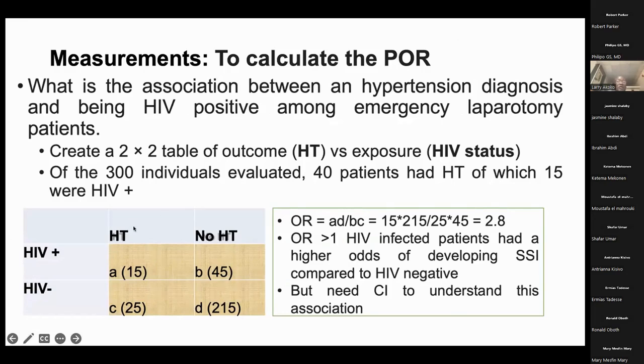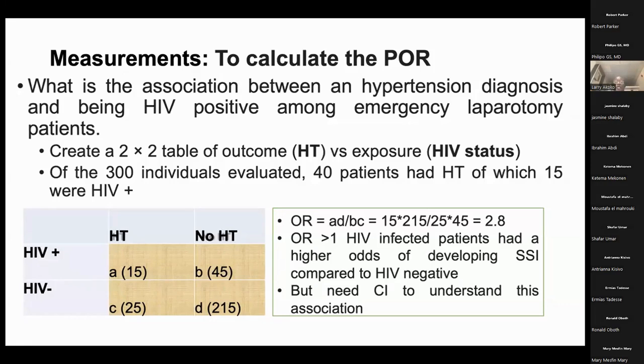So as I say, we want to plot properly our 2x2 table because that's where we start. I want to put my outcome in the columns and my exposure, which is HIV status, in the rows. So we'll have A, B, C, D cells, and we have A over D divided by B over C to get our odds ratio, which is 15 times 215 over 25 times 45, and we get an odds ratio of 2.8. So 2.8 is our prevalence odds ratio.